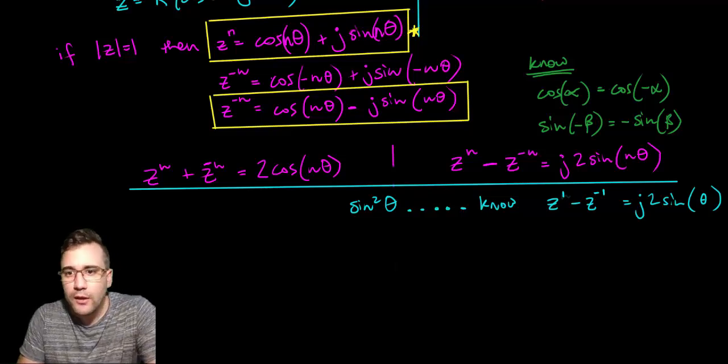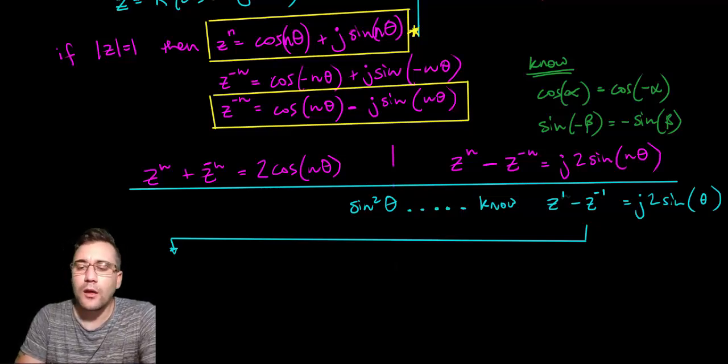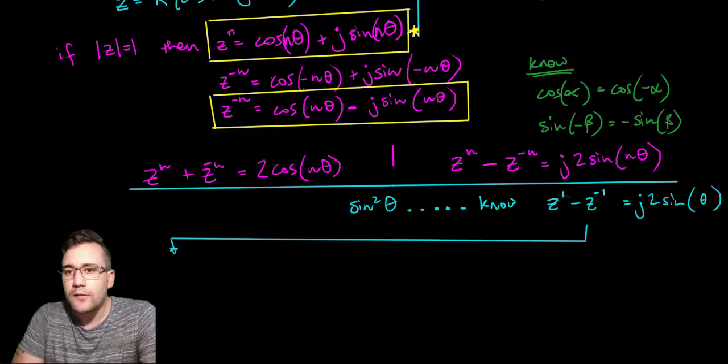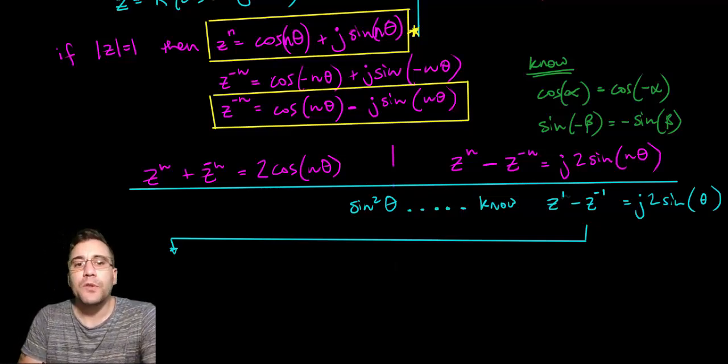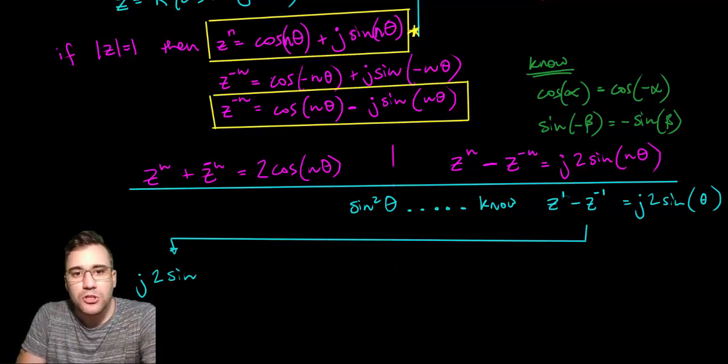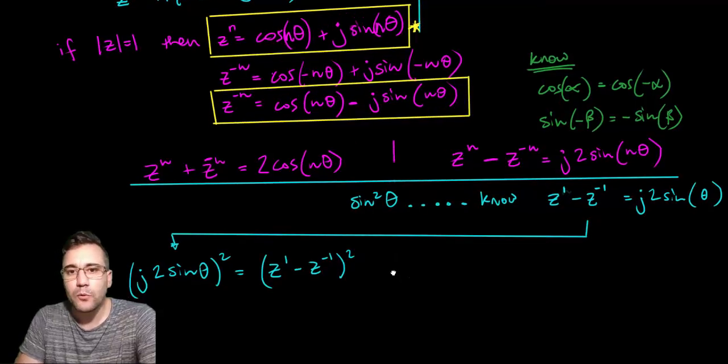Well, if we then come down here, we know this thing over here, z minus z inverted, or z to the negative 1, is equal to j2 sine theta, or 2j sine theta, or 2 sine theta j. However you want to say it, it's the same thing. So what happens if we then square that? We say j2 sine theta, and we just square that bad boy. We've got to square both sides of the equation, so we'll take our previous equation, square it, and then we'll work on it.